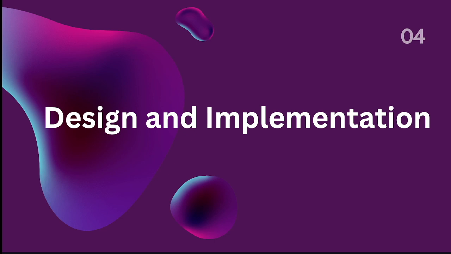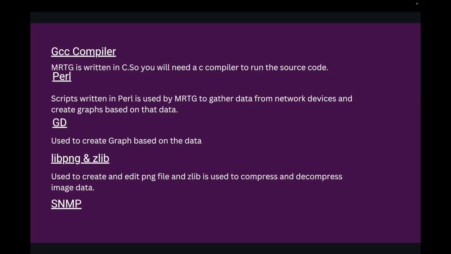So now let's get started on how to set up MRTG on your device. In order to run MRTG on your device, you'll first need to install a couple of libraries. First, make sure that you have a C compiler available on your device. You need this compiler in order to run the source code of MRTG as it is written in C.